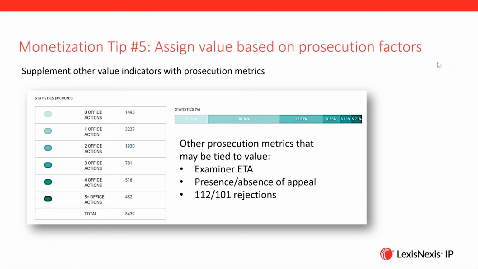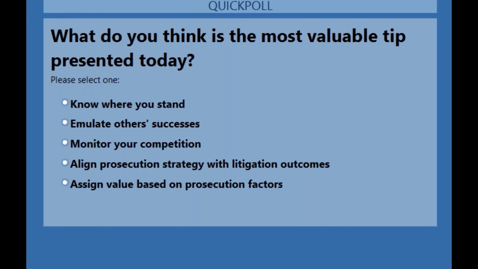I want to see, of these tips that I've shown you, which one did you think, if any, was the most valuable? So of the 5 tips, and I can run through them really quickly just to remind you: know where you stand, using prosecution analytics to try and understand where you are with respect to your competitors and where your problems may be; emulating other successes, finding out where they're successful and trying to do like them; monitoring your competition; aligning prosecution strategy with litigation outcomes; and assigning value based on prosecution factors.